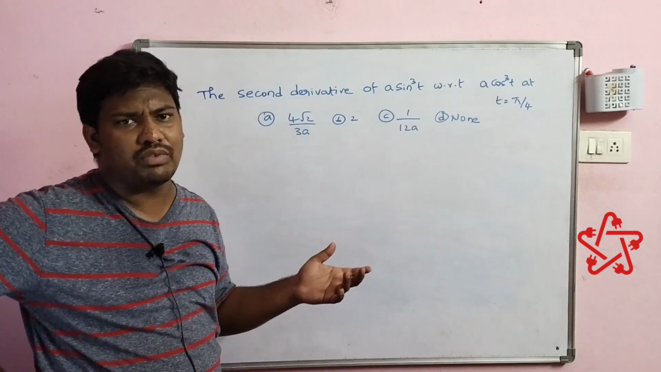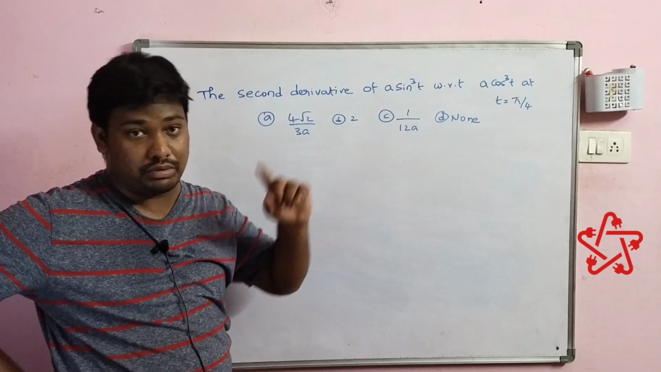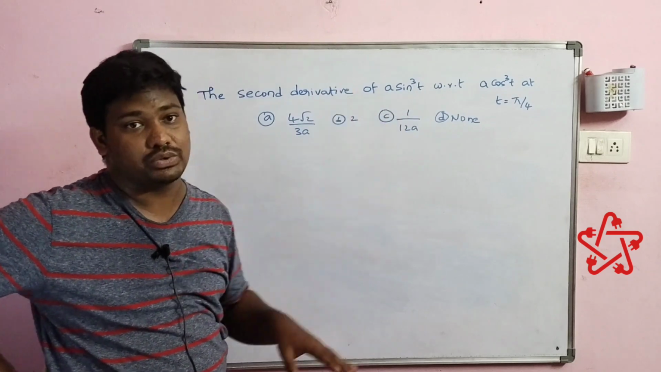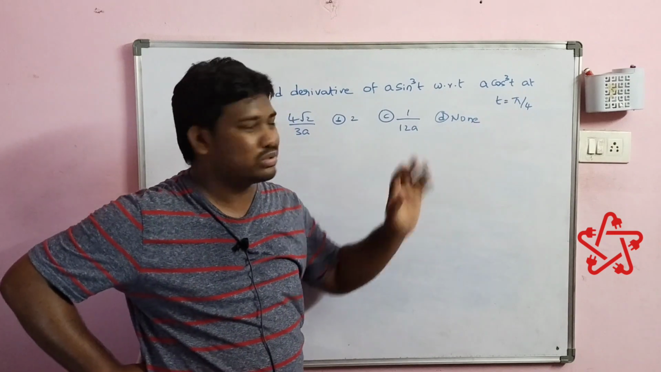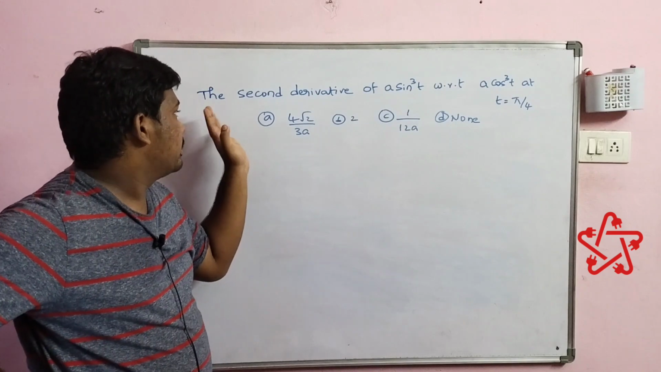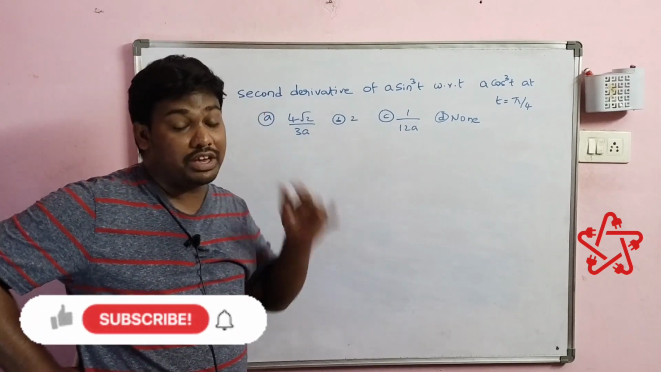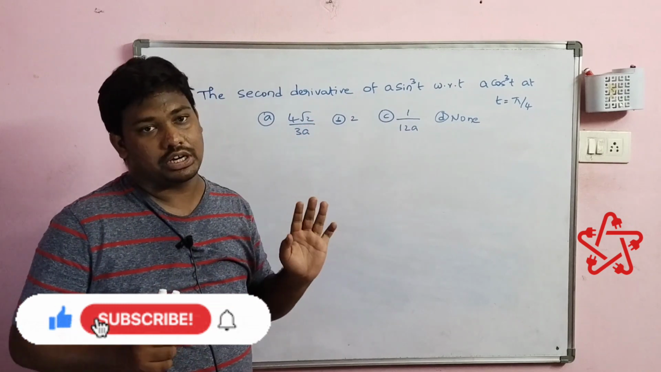This is generally of the form differentiation of a function with respect to another function. This will be related to that concept. He concluded that at t equal to pi by 4, he gave some value of t. Then the second derivative of a sine cube t with respect to a cos cube t. This is what we need to consider now.